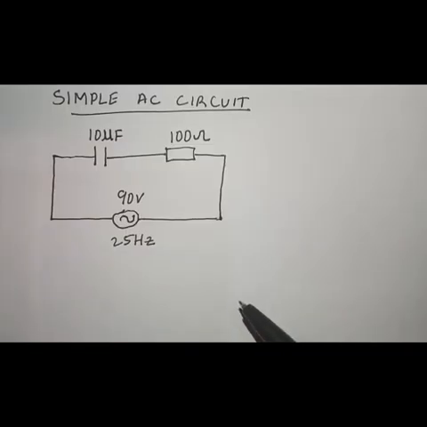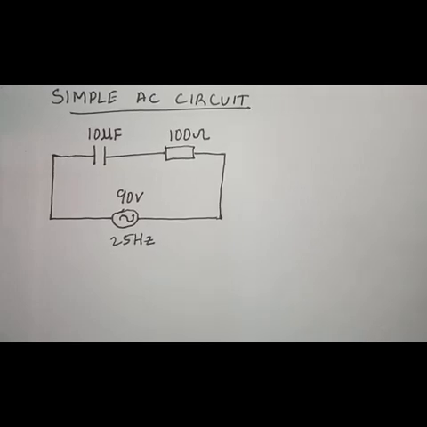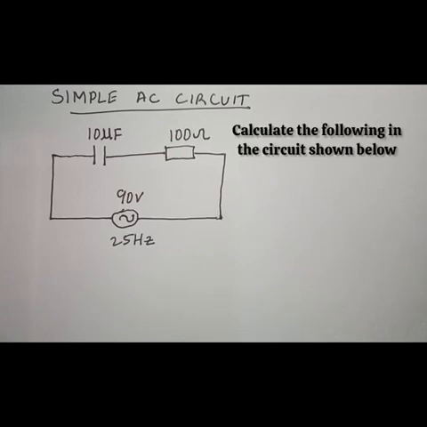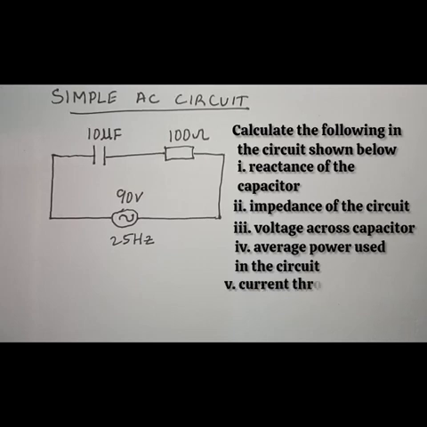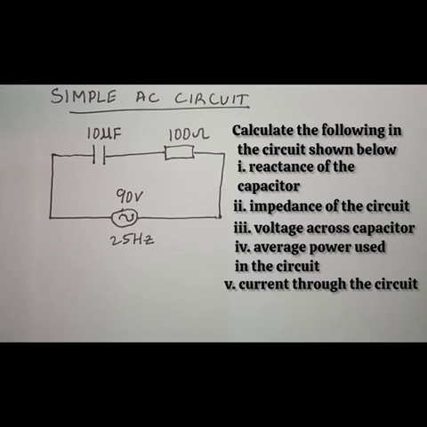Everyone, let us quickly look at this simple AC circuit calculation question. It says, calculate the following in the circuit shown below. You can see the circuit and the component parameters that are in the circuit. We're asked to calculate the reactance of the circuit, the impedance of the circuit, the voltage across the capacitor, the average power used in the circuit, and the current through the circuit. So let's take it one after the other, starting with the reactance of the circuit.